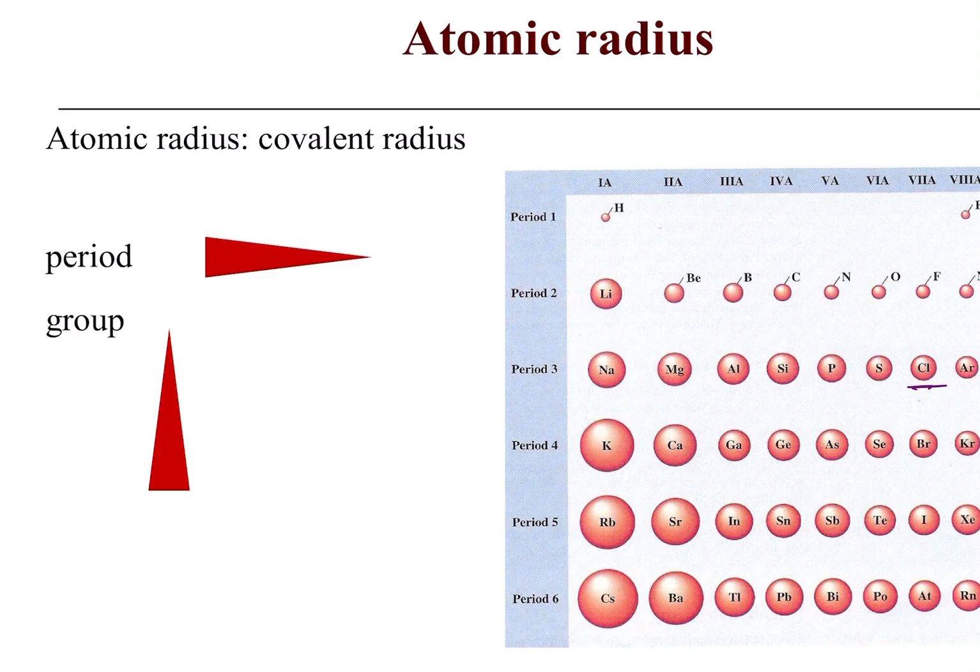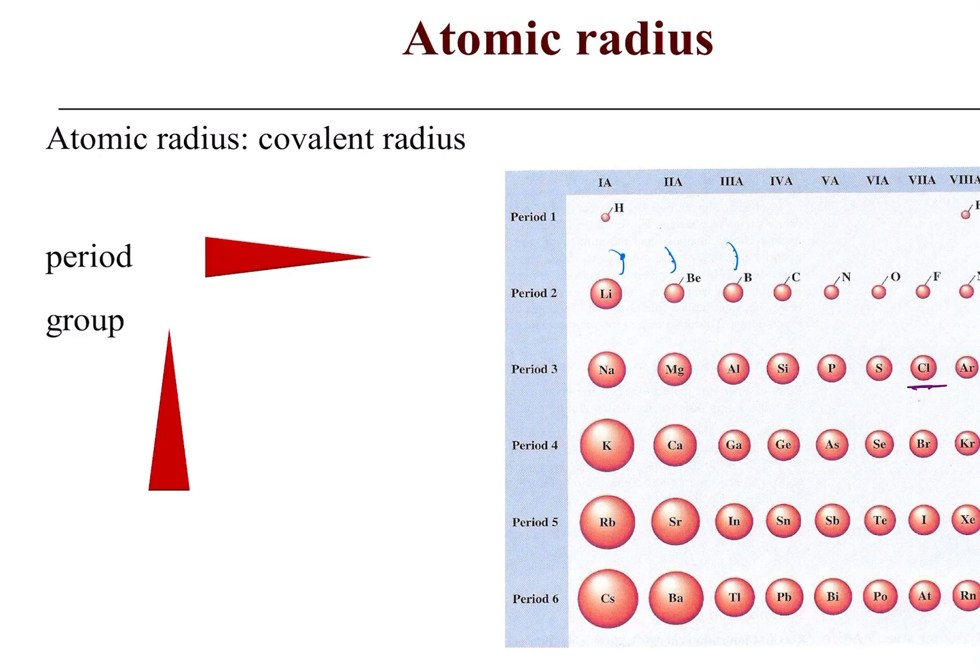Atomic radius in a period decreases from left to right. Why? As you see here, for example, in the last valence shell, lithium has 1 electron, beryllium has 2, boron has 3. If the number of electrons in the last shell increases, the attraction of the electrons to the nucleus increases, and then the radius decreases.